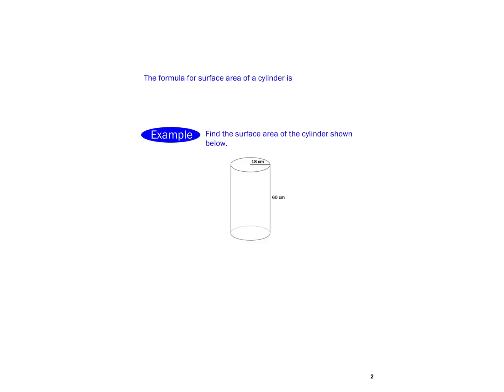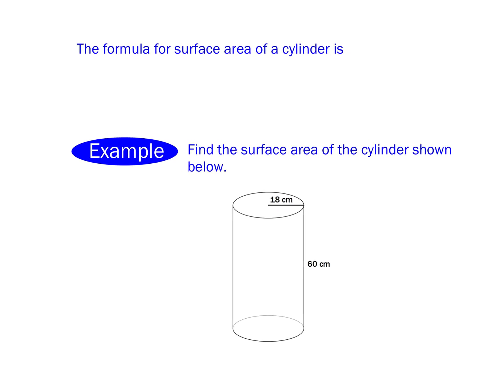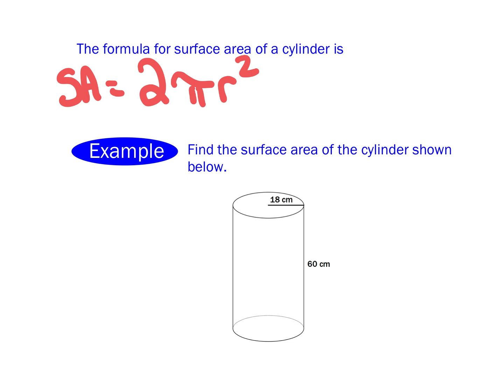All right. Now, let's look at what the formula is for surface area of a cylinder. The formula is surface area equals 2 pi r squared plus 2 pi r h.